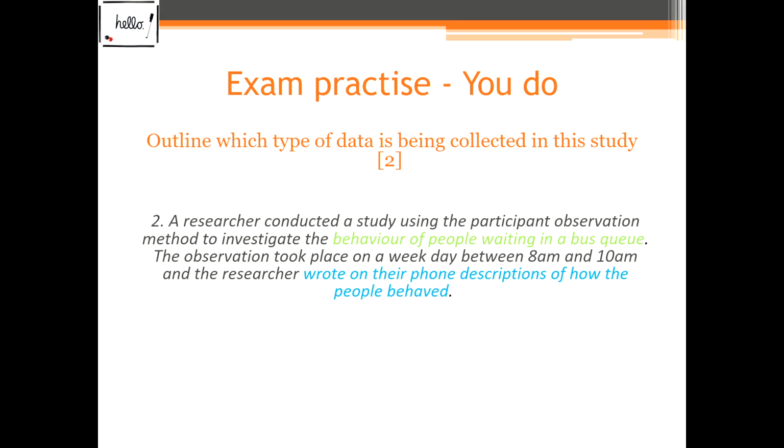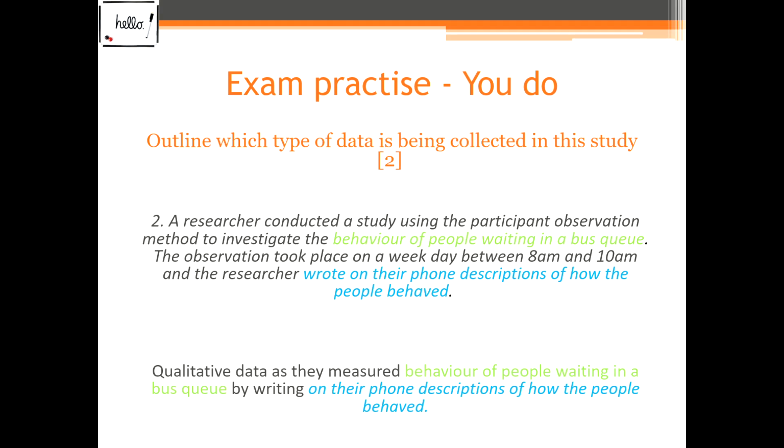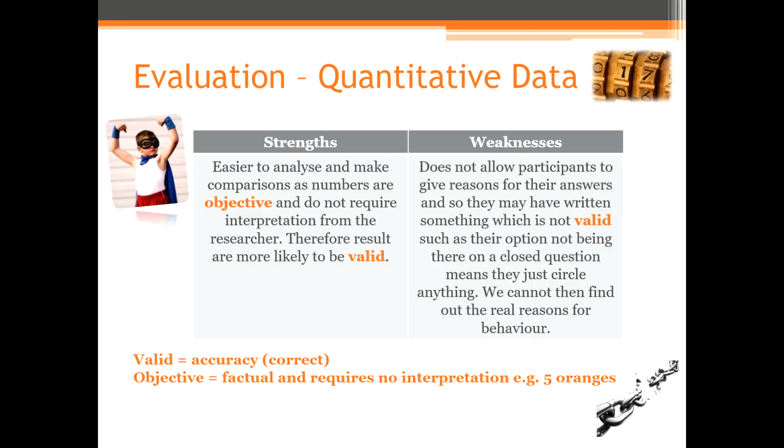So again, we get a mark for qualitative data, and then we get a mark for saying how they've done it. So we've got qualitative data because they're measuring the behaviour of people waiting in the bus queue by writing on the forms descriptions of how people behave. So really nice and straightforward for those ones. Now, some strengths and weaknesses of quantitative and qualitative data. Quantitative data is really, really easy to analyse and compare your participants because it's what we call objective.